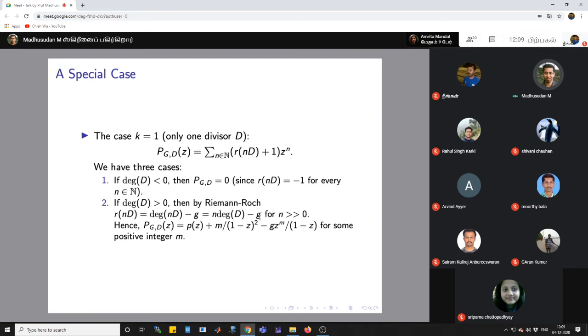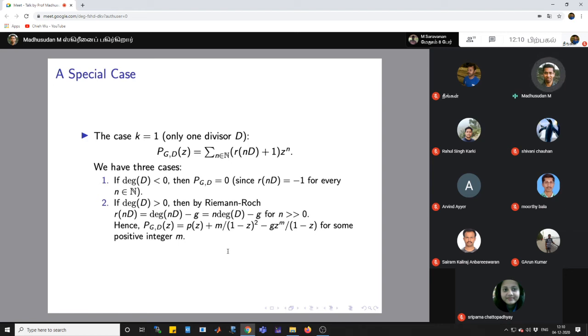So based on this observation, you can plug this in, and if you work it out, you'll see that the Poincare series can now be written in this form. It's then equal to a polynomial p(z) plus some m divided by (1 minus z) squared, minus the genus of the graph times z to the m divided by 1 minus z, for some positive integer m.